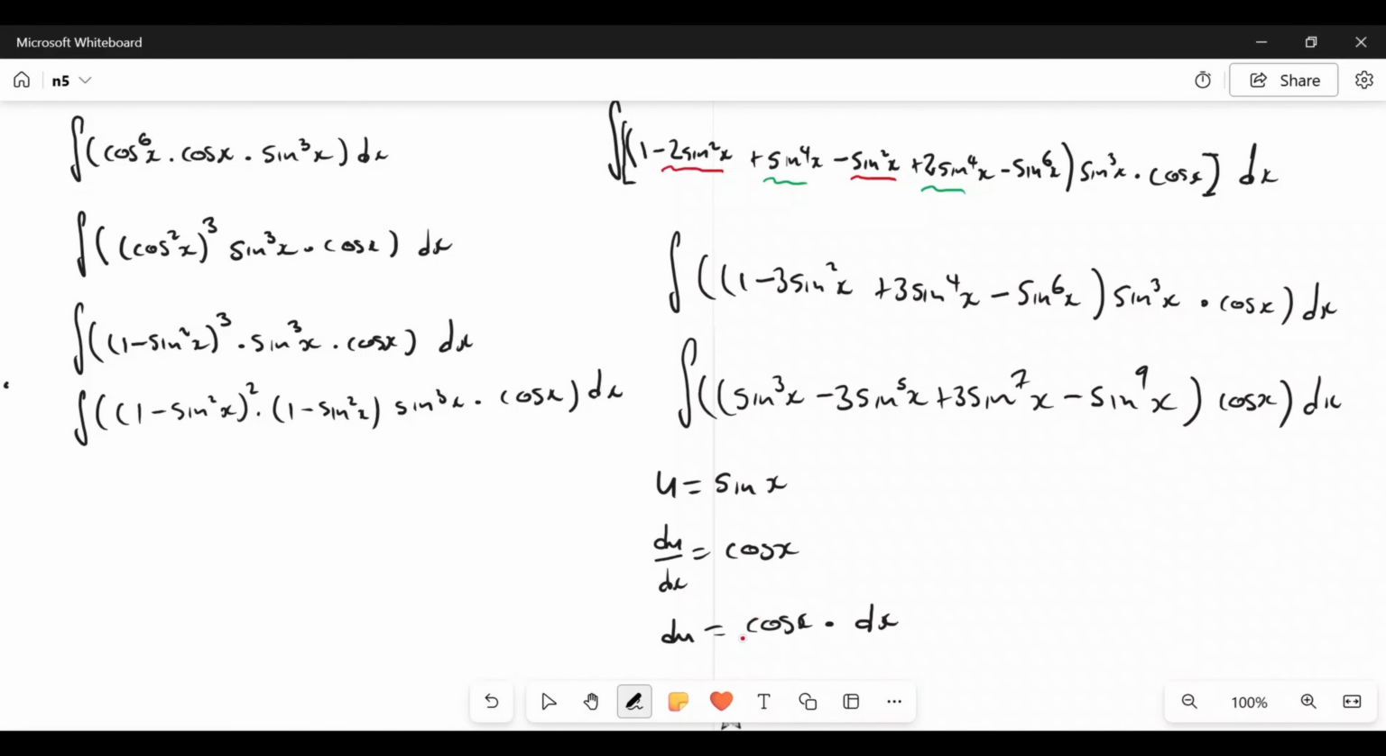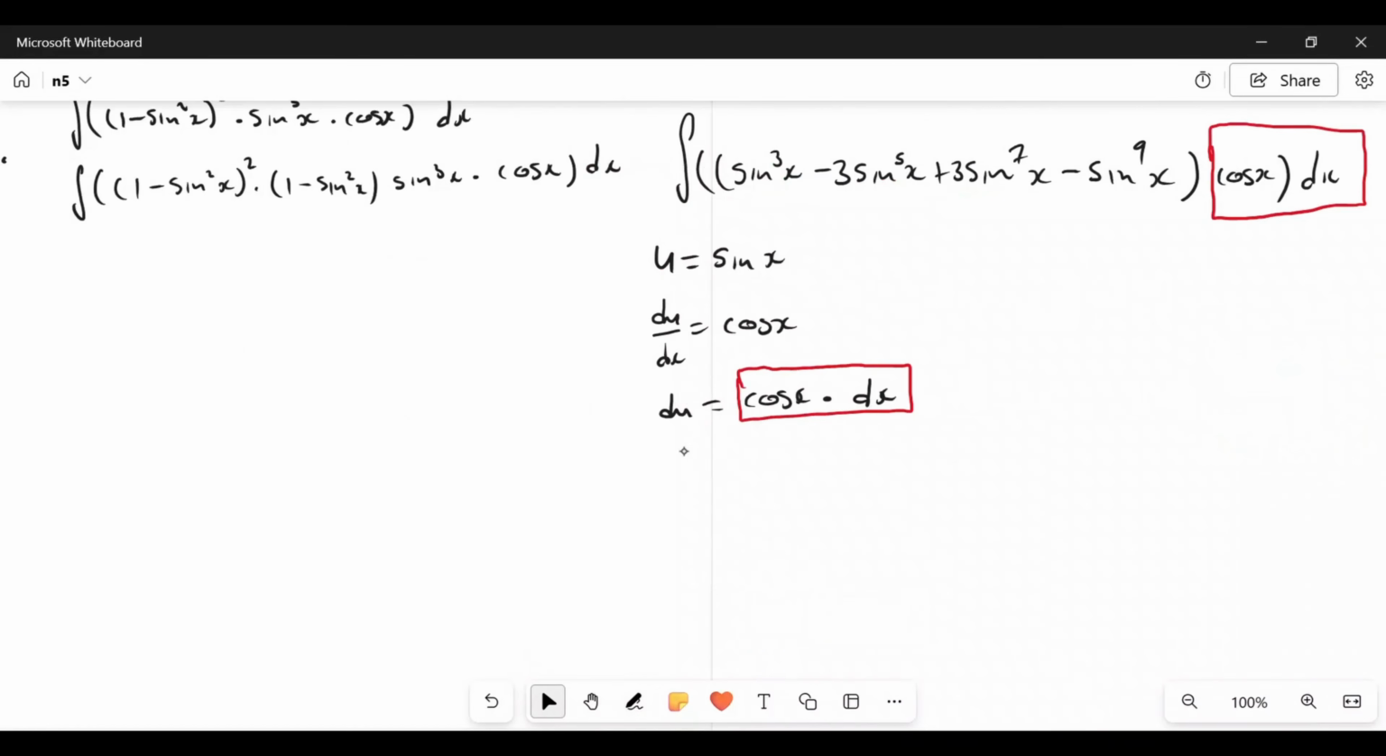There we go. Now, before we continue, look at du. du is equal to cos x multiplied by dx. We actually have this here in our equation, meaning this part here, we can substitute with du. So hopefully you guys can see that. Let me create a space so that we are able to continue. All right, let's continue. So we have sigma.